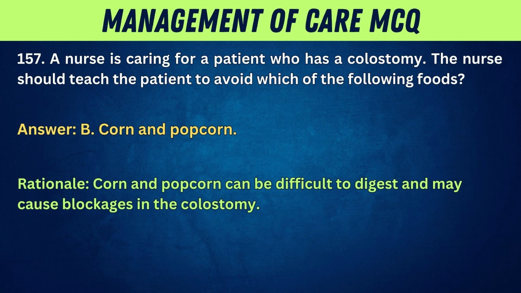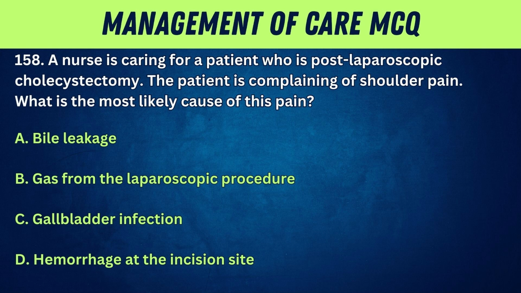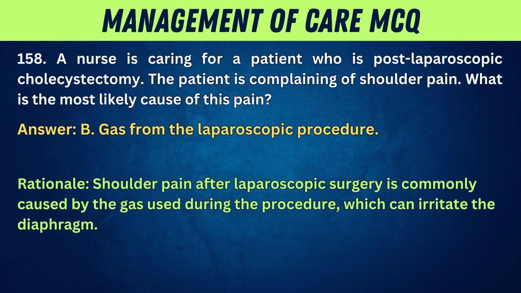Rationale: Corn and popcorn can be difficult to digest and may cause blockages in the colostomy. 158. A nurse is caring for a patient who is post-laparoscopic cholecystectomy. The patient is complaining of shoulder pain. What is the most likely cause of this pain? A. Bile leakage. B. Gas from the laparoscopic procedure. C. Gallbladder infection. D. Hemorrhage at the incision site. Answer: B. Gas from the laparoscopic procedure.